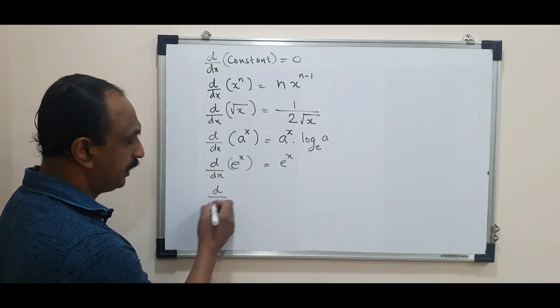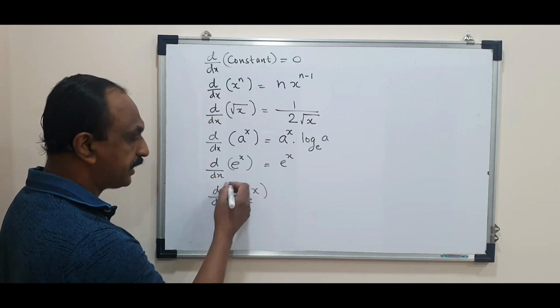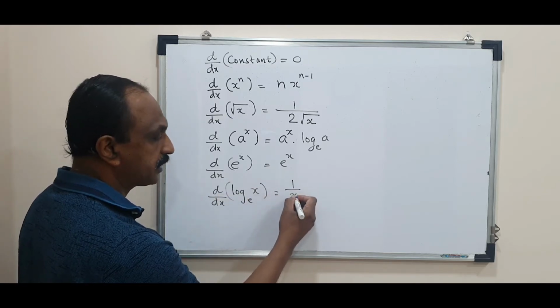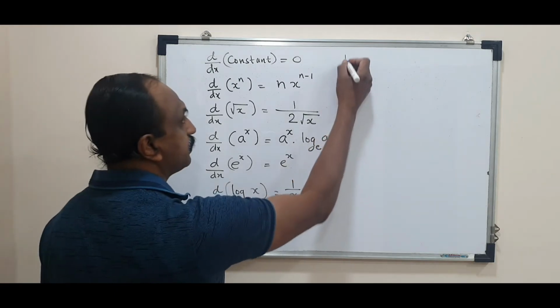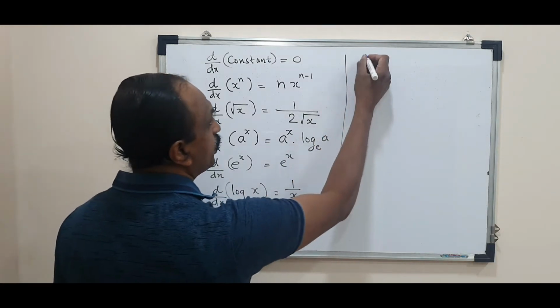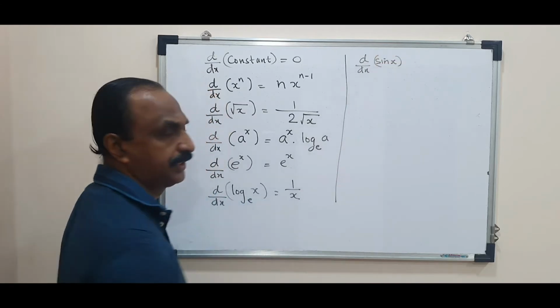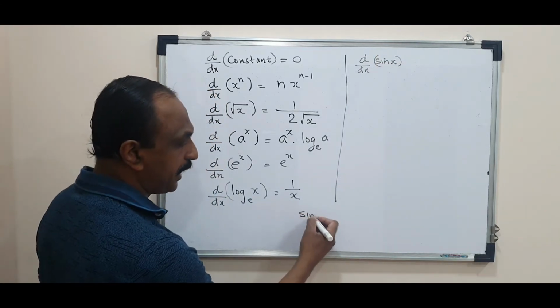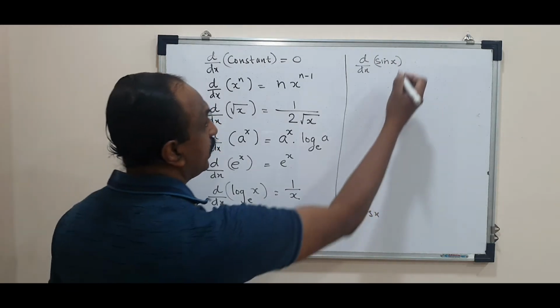Then came the derivative of log x. Now when you take log x, it is the base e. So the derivative of log x is 1 by x. Then comes trigonometric functions. Derivative of sin x. What are the pairs? Sine with sin x, the pair is cos. So the derivative of sin x is cos x.